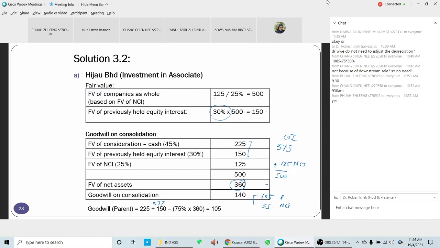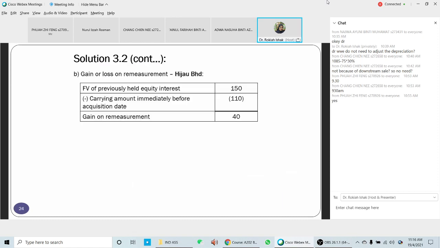Okay, look at the journal entries here. Gain on remeasurement: you previously held 30%, and the new fair value is 150. Minus the carrying amount given, which is 110, so you're going to have a gain on remeasurement of 40. So debit investment in Hijau, and credit gain on remeasurement 40.